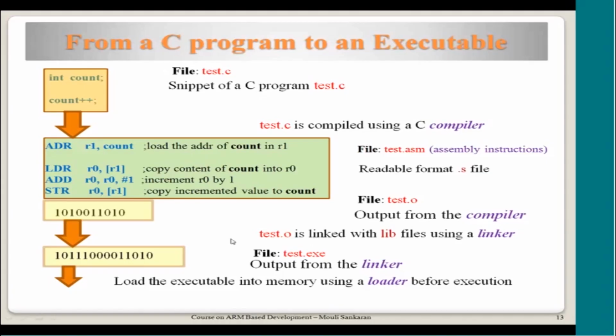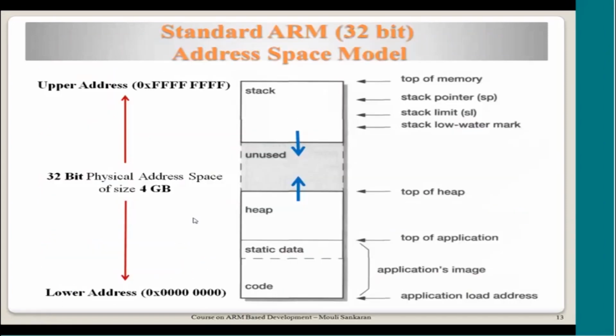Now, after this, OBJ files are generated. You may have multiple source files, and you want to generate only one exe file. Then a linker is required to merge them all and generate the exe code. So this is the flow of a C program. Let us see how a C program finally gets converted to an executable, and then runs on the target hardware.